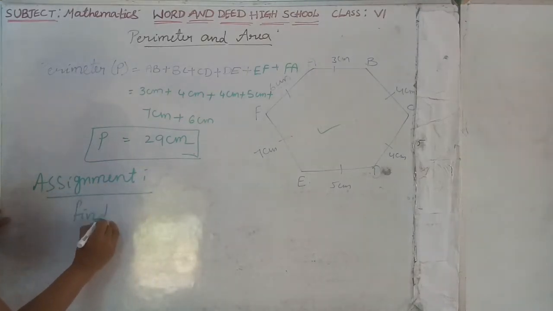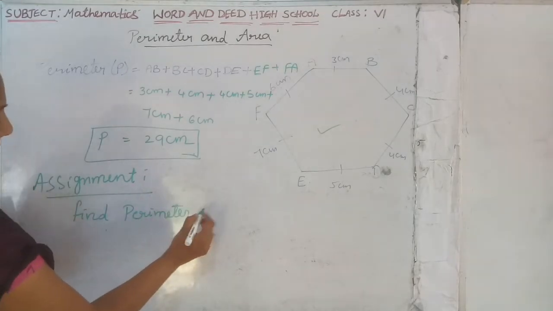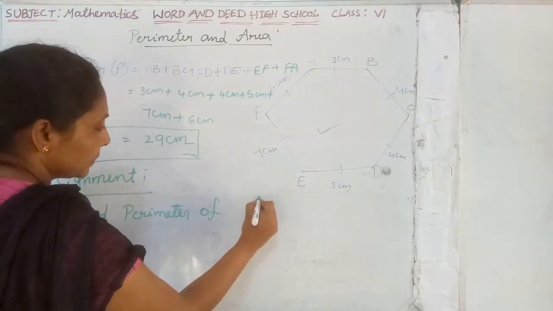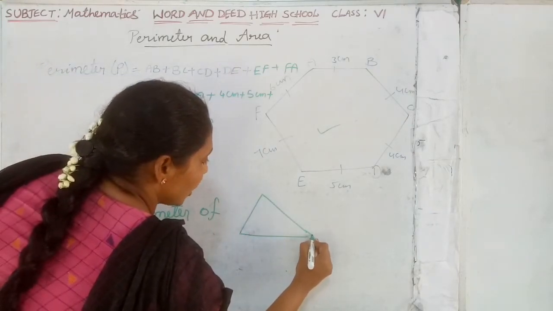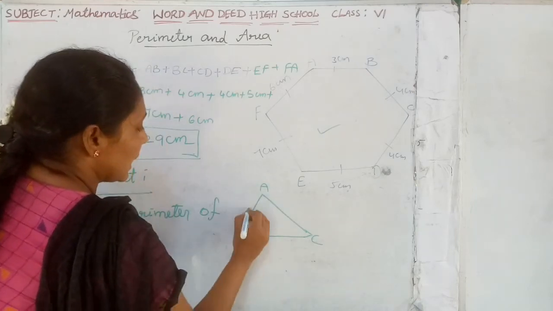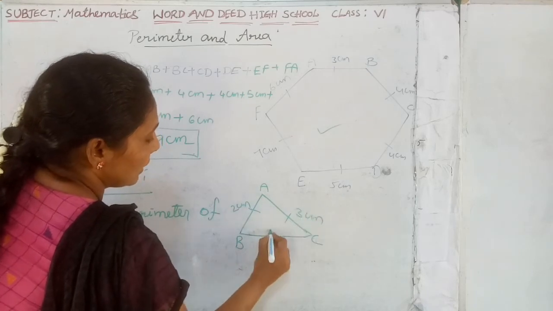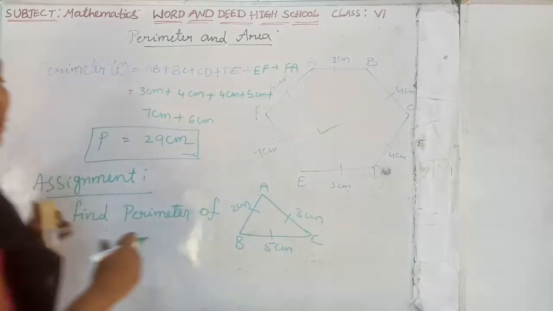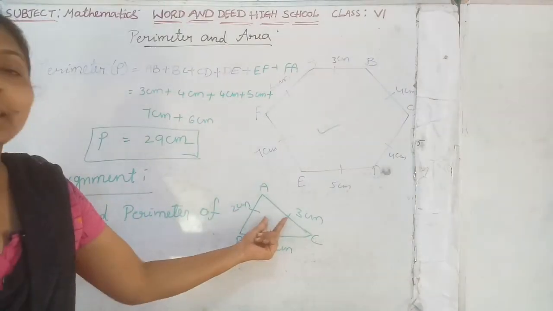Find the perimeter of a triangle I am giving, children. So A, B, C. 2 centimeters, 3 centimeters, 5 centimeters. So triangle I have given, children. So you can find the perimeter of this figure.